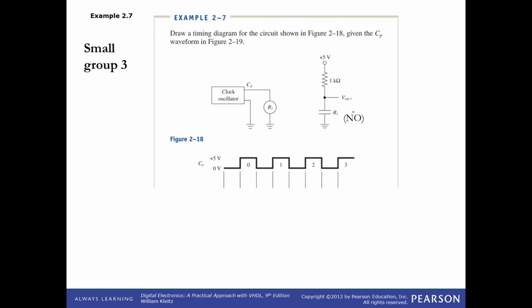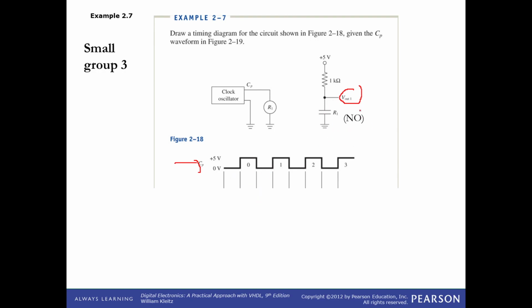But also note that it's a normally open relay. And we have this clock oscillator connected to it that's generating this signal that they show us this timing diagram for. It's oscillating between 0 and 5 volts over and over again. It's a clock signal, so it's just constant oscillation. Now, they want us to draw a timing diagram for V out right here based on this clock signal.